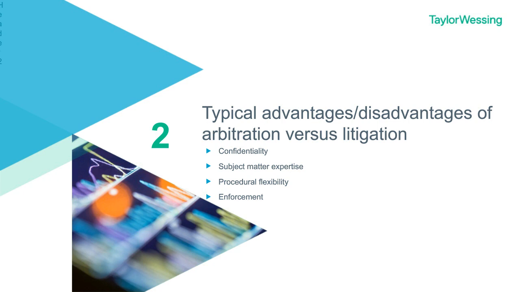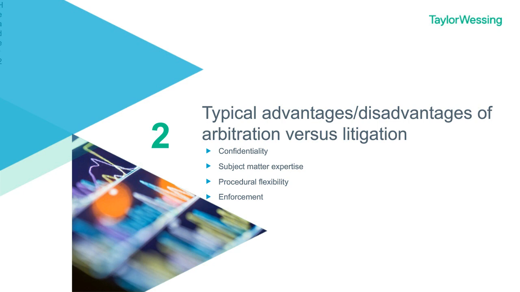The procedural flexibility of arbitration is perhaps a point that we should really focus on, because this is where I think arbitration comes into its own versus court litigation. There are really two types of arbitration proceedings. There's ad hoc and administered. In the context of arbitration, an ad hoc is where the tribunal is formed, and at that point, the tribunal manages the arbitration itself. It hears applications and it makes procedural orders.